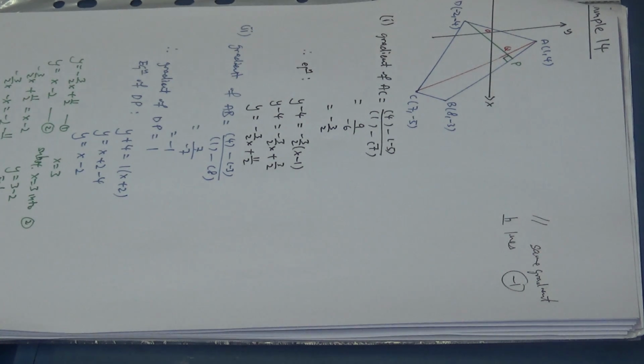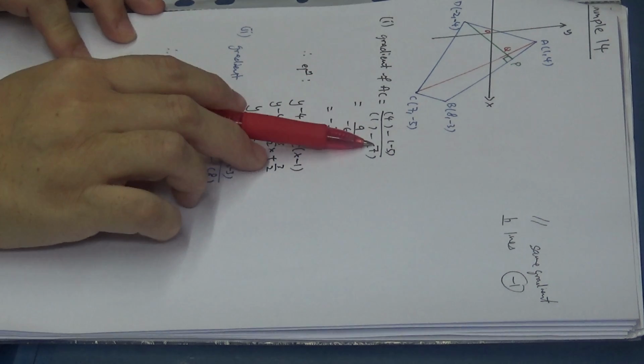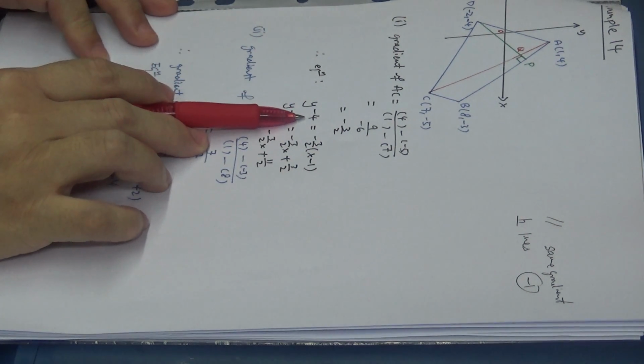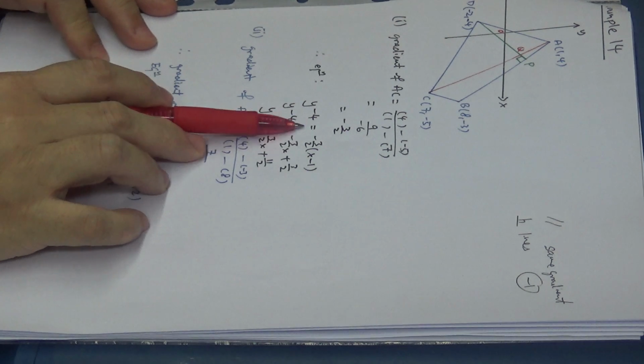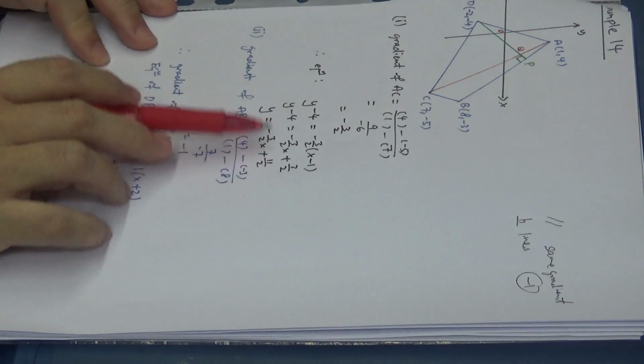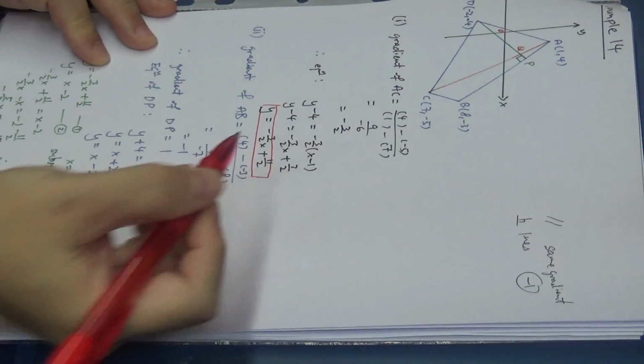Now, this is easy. We just need to find the gradient of AC. Then remember I gave you the formula: y minus the y coordinate of the point that it passes through equals gradient times x minus the x coordinate of the point that it passes through. So I simplify, and this will be the equation of AC.